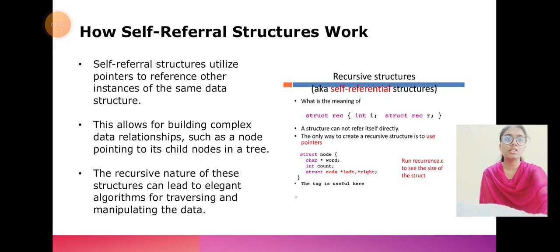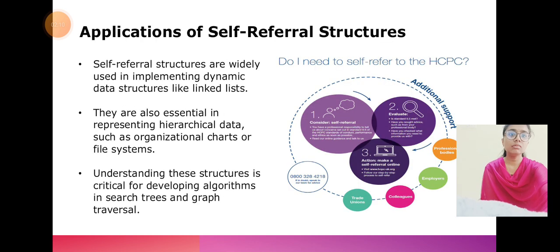How self-referral structures work. Self-referral structures utilize pointers to reference other instances of the same data structure. This allows for building complex data relationships, such as a node pointing to its child nodes in a tree. The recursive nature of these structures can lead to elegant algorithms for traversing and manipulating the data.